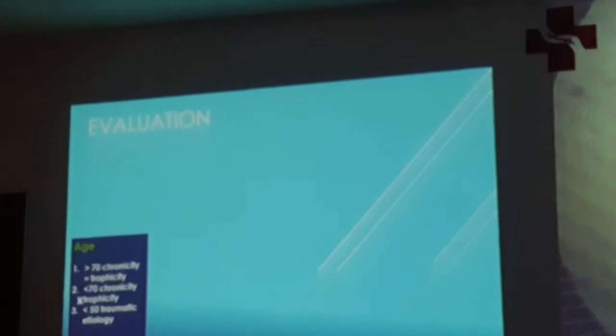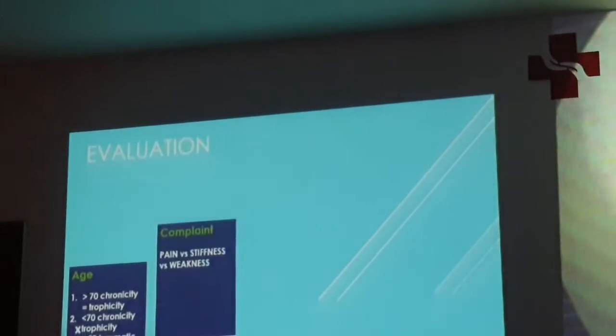What about symptomatic cuff tears? How do you evaluate them? Age is very important. In patients above 70 years who have cuff tears, there is a greater amount of cuff atrophy. Patients of less than 70 years have less amount of atrophy. Patients less than 50 have more traumatic cuff tears.